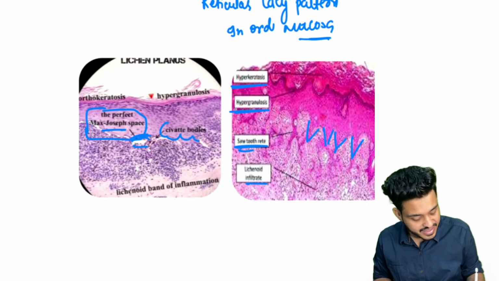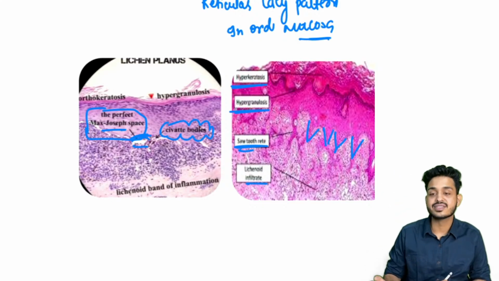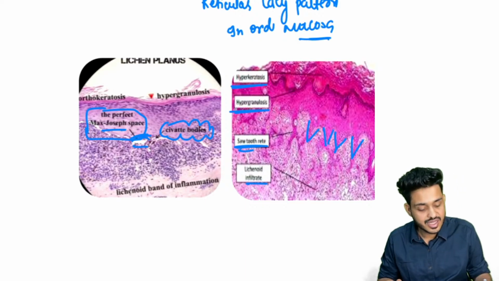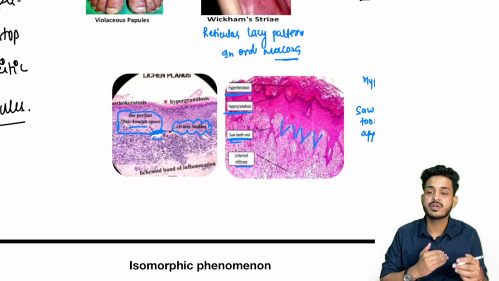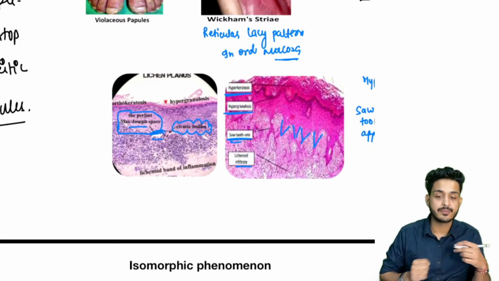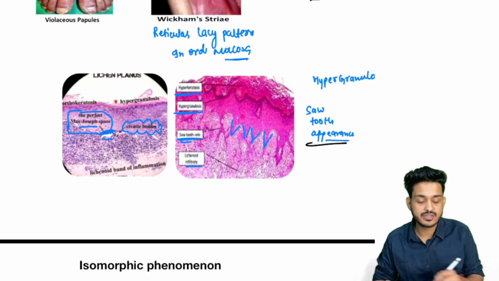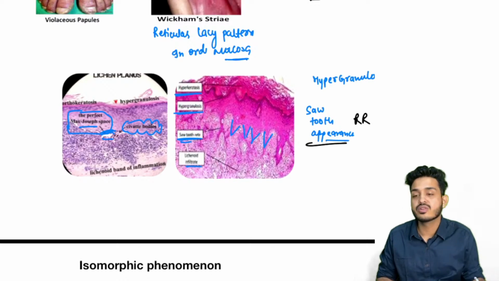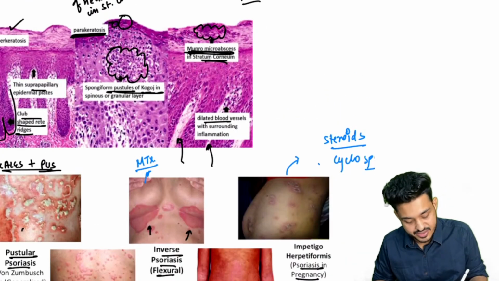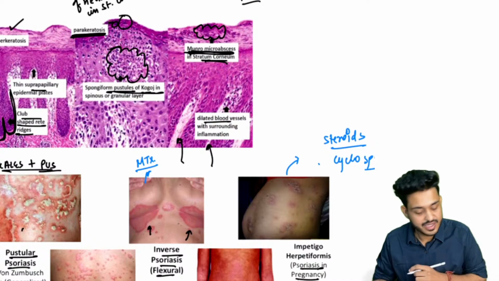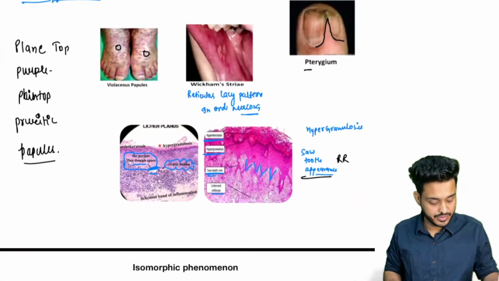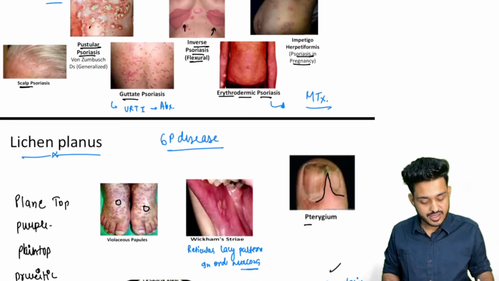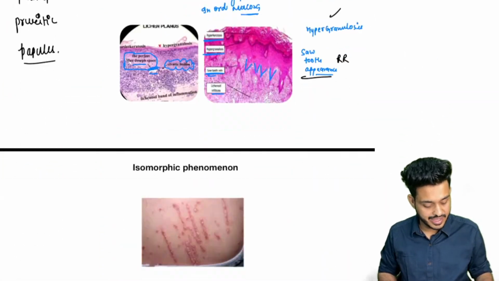Okay, and a cavate body will also be seen in cases of lichen planus. So these are the differentiating features that you will find between psoriasis and lichen planus. Sawtooth appearance of the red ridges in lichen planus. In psoriasis you will find club shaped red ridges. Hypergranulosis will also be seen over here. So these are the two important things, very important guys.